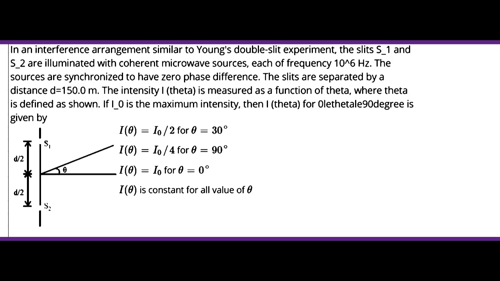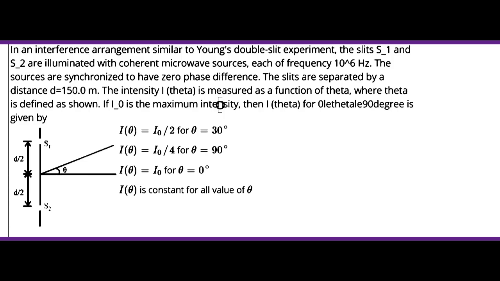Hello, we are given the question, and the question says, in an interference arrangement similar to Young's double slit experiment, the slits S1 and S2 are illuminated with coherent microwave sources, each of frequency 10⁶ Hz. The sources are synchronized to have zero phase difference. The slits are separated by a distance of 150 meters. The intensity I of theta is measured as a function of theta, where theta is defined as shown. This is the value of theta.